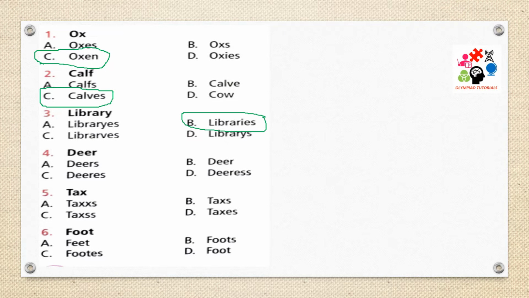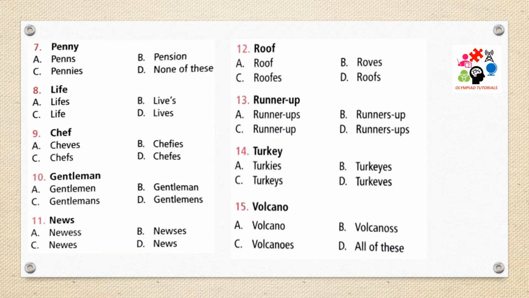Deer, yes. Deer is going to remain deer. You don't have to add anything extra in this word. Deer remains deer. Tax, taxes. Foot will become feet. This is the example of change in the vowel. Number 7, penny will become pennies. Life will become lives. Chef, chefs.